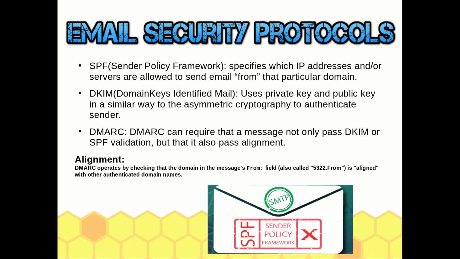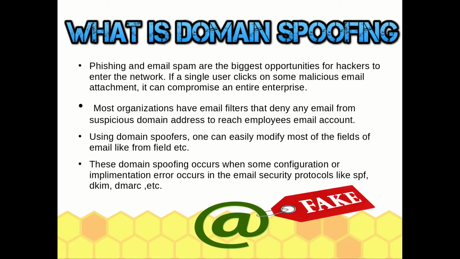DMARC is a tertiary protocol that is a combination of both SPF and DKIM, but there is an additional clause of alignment added to it. The alignment clause is mainly added to the from field so that that specific field can't be spoofed. If these three protocols are implemented and configured properly, then the email is considered non-spoofable. So, what is domain spoofing?